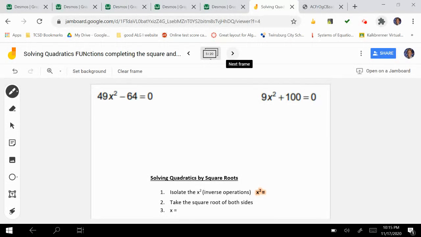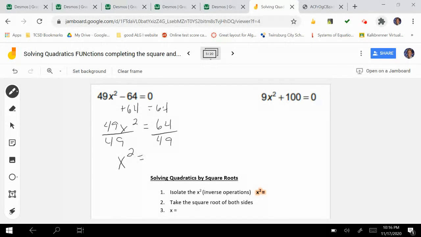If you look here, I'm going to isolate. I'm not going to go through my steps because I think I'm pretty good right now. And I get 49x squared equals 64. Divide by 49. And here's where I'm not going to want to simplify that fraction because it's pretty ugly. So now I get x squared equals 64 divided by 49.